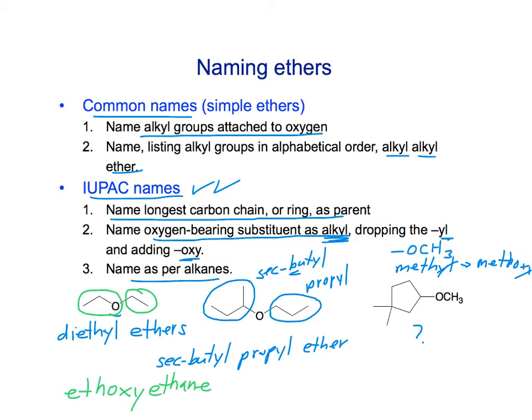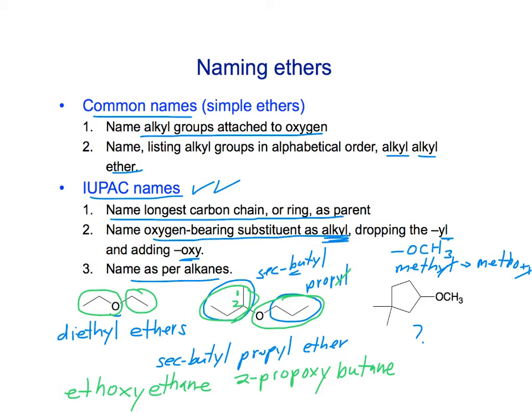All right, so what about the second one? The longest chain is going to be right here, a butane. Then our substituent is going to be here, propyl, propoxy. And this is at the 2 position. So 2-propoxybutane.